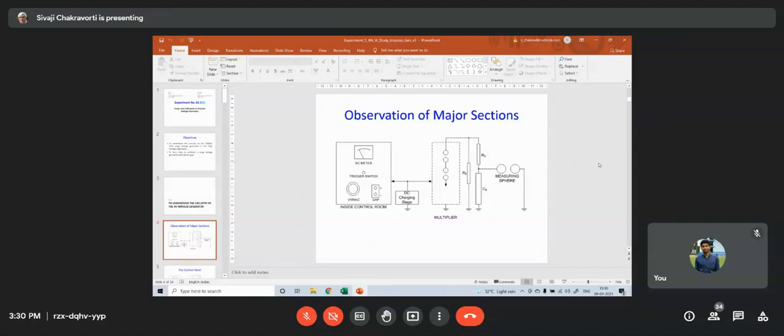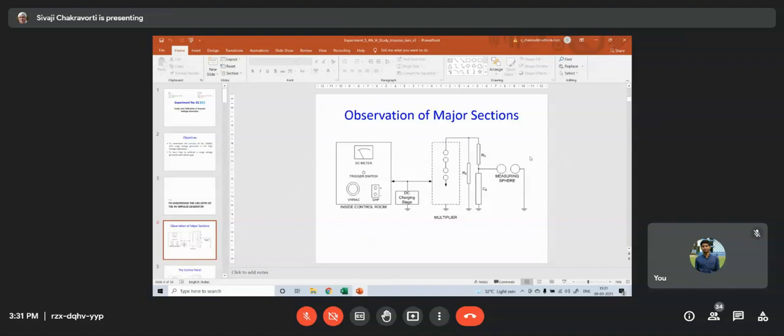Just to recapitulate our classes, what we did earlier, impulse generator has a very interesting thing compared to other AC or DC generators. AC or DC generators are of continuous waveform. So as you are increasing or decreasing the voltage, if you connect a voltmeter at the output, since it is a continuous waveform, you will get a continuous reading, whether increasing or decreasing. There is a big problem with impulse generator.